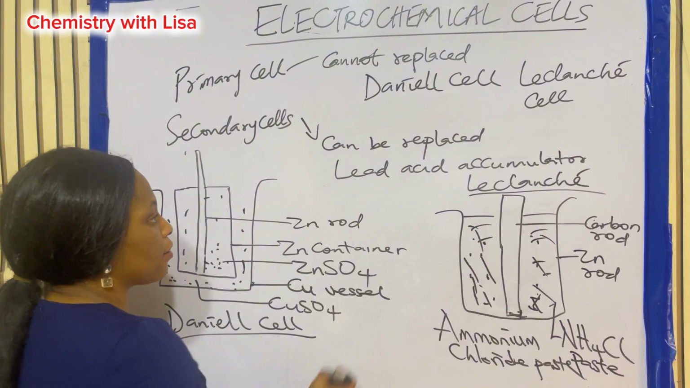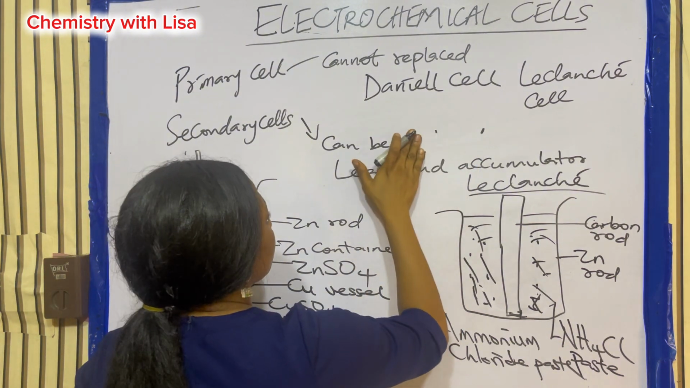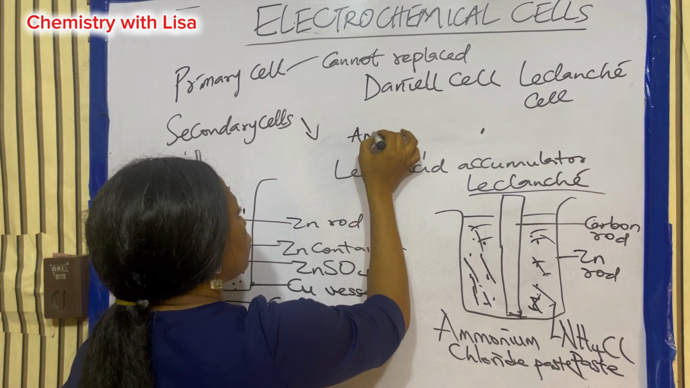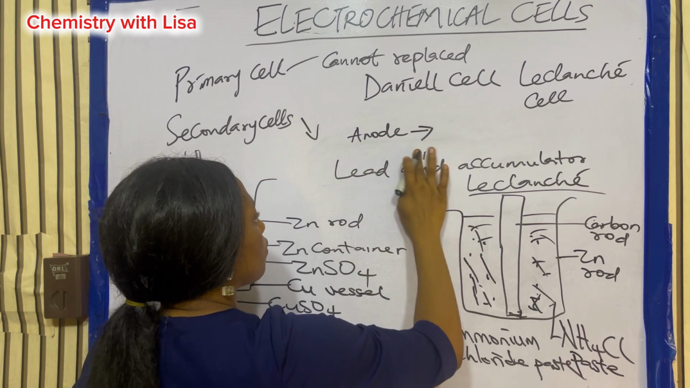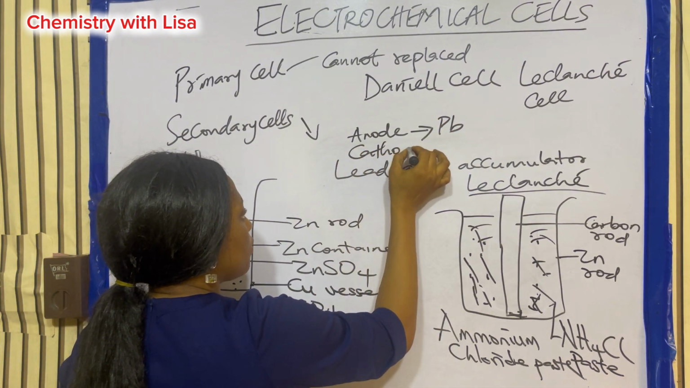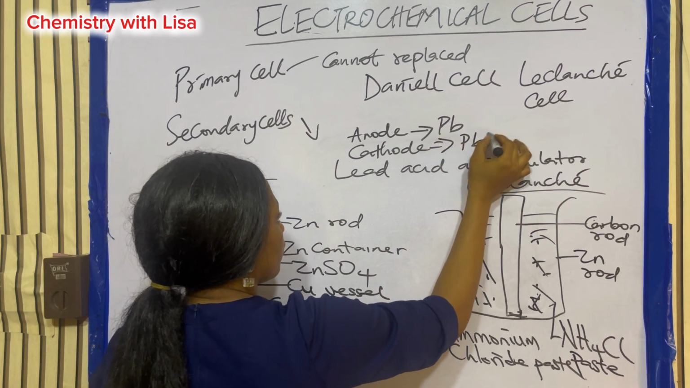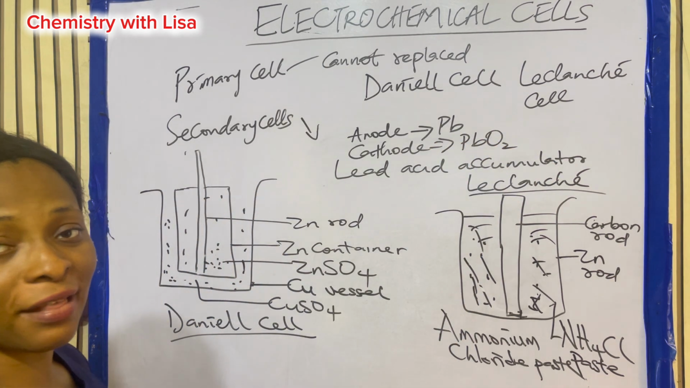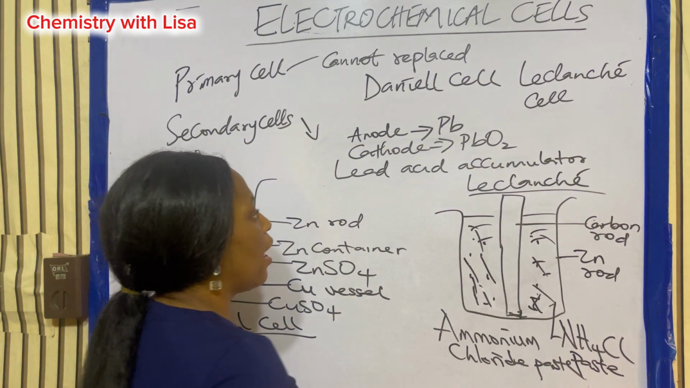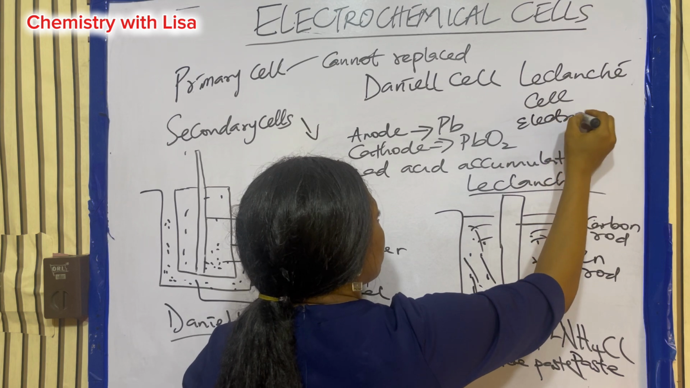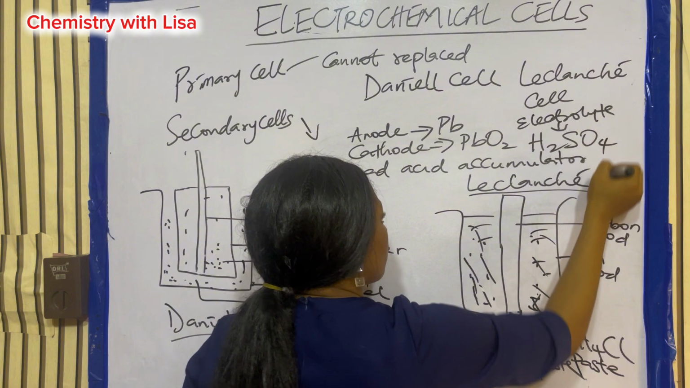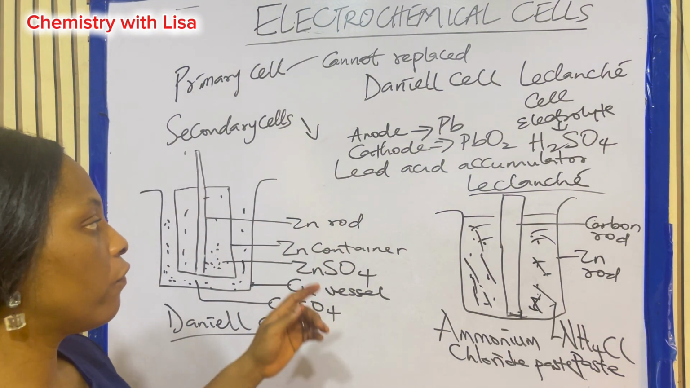Then the last but not the least, the lead acid accumulator. The anode is lead, metallic lead, while the cathode is lead(IV) oxide. Please take note, these are popular examination questions. The cathode is what? Lead(IV) oxide. And the electrolyte is tetraoxosulphate(VI) acid. The electrolyte is tetraoxosulphate(VI) acid.